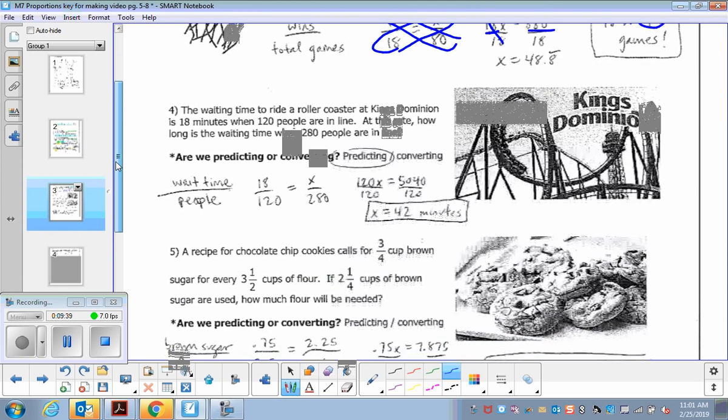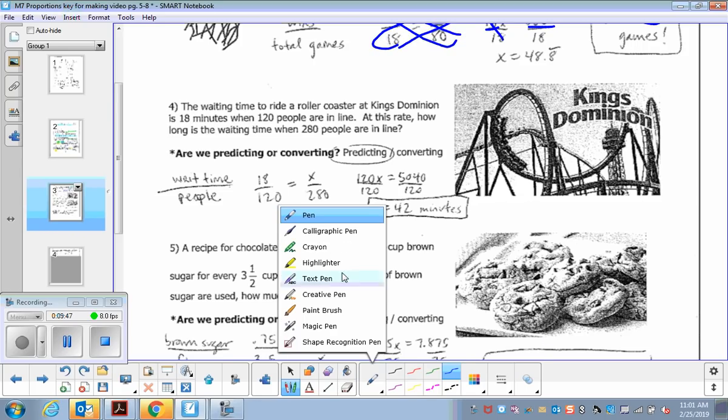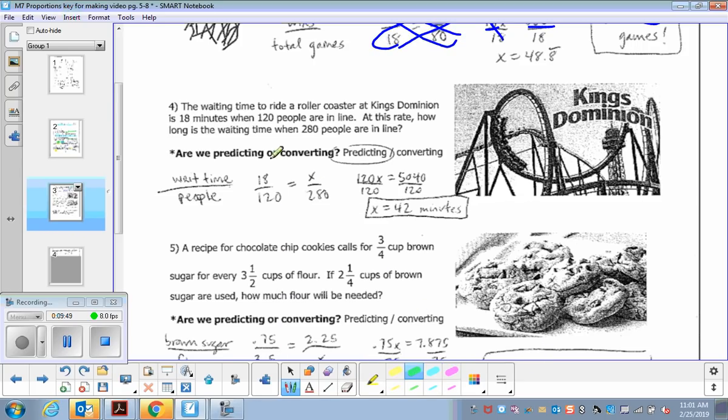For the next problem about King's Dominion, the waiting time to ride a roller coaster is 18 minutes when 120 people are in line. So that's the first thing that we're given. We're comparing how long you're going to have to wait when we're given a certain number of people in line. So we're comparing the wait time to the number of people who are in line, and we're told that 18 minutes is the wait time if 120 people are in line.